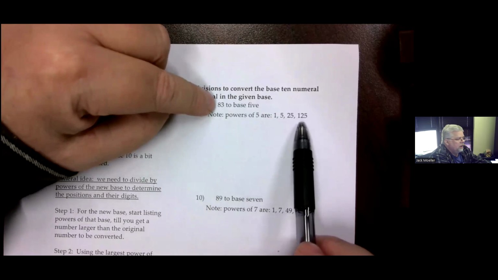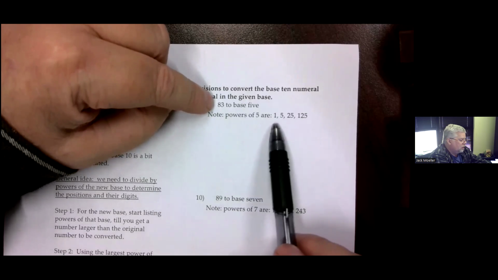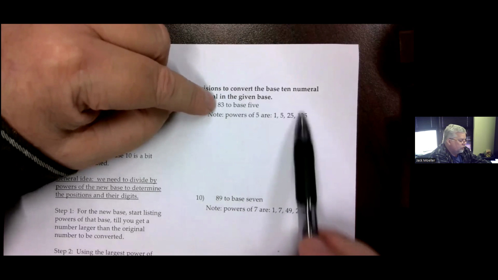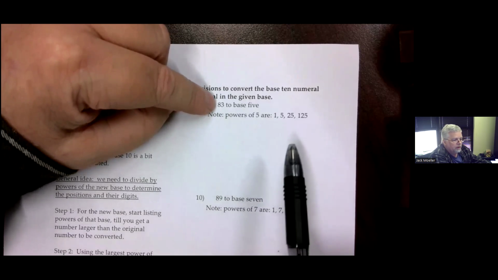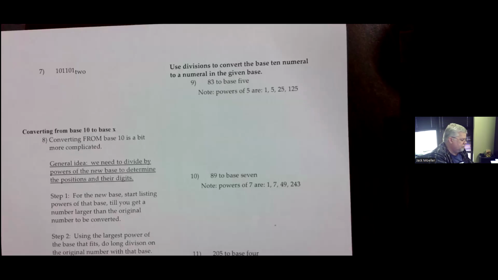I don't know if you all watch The Price is Right at any point, but you want the closest number to it without going over. Once you go over, we can stop, at least for the powers part.